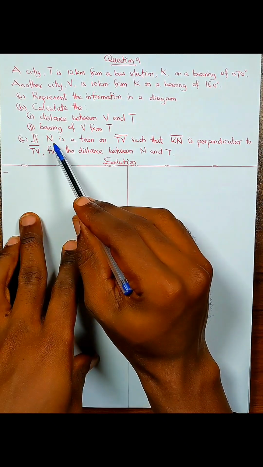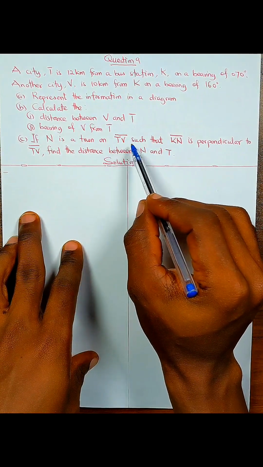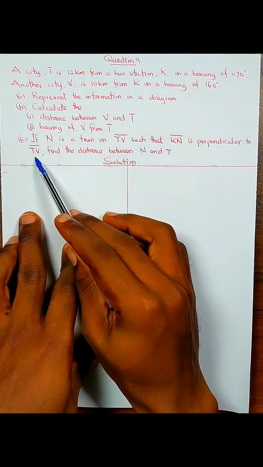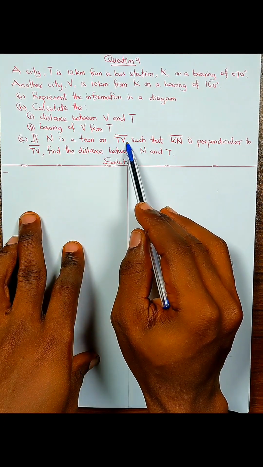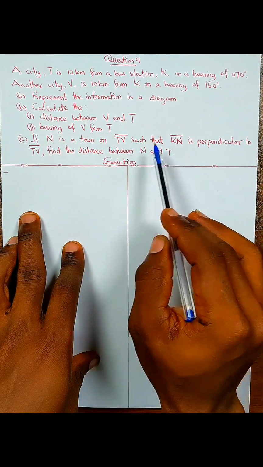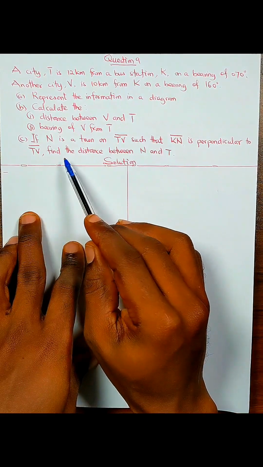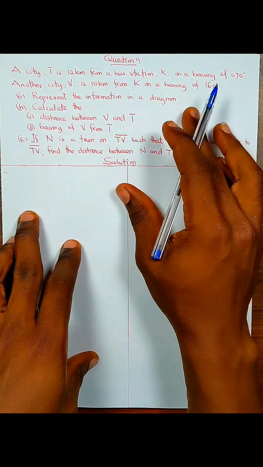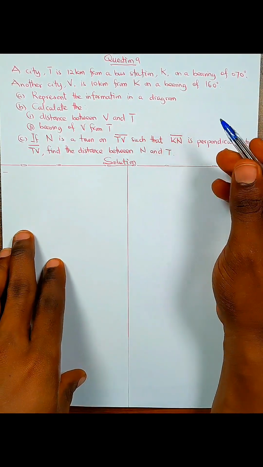Then C says if N is a town on TV such that KN is perpendicular to TV length. Okay, this is actually KN length to TV length. Find the distance between N and T. So this is a bearing question. We are going to break it down and make it as simple as we can.